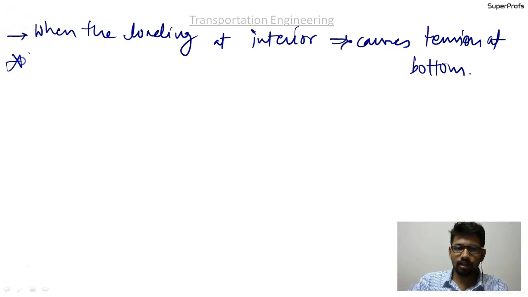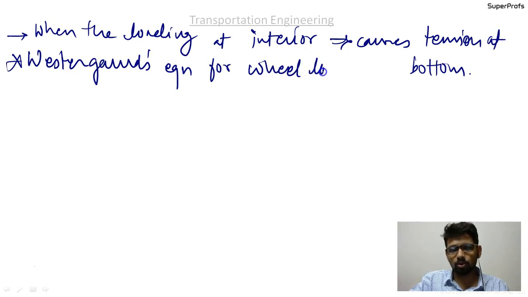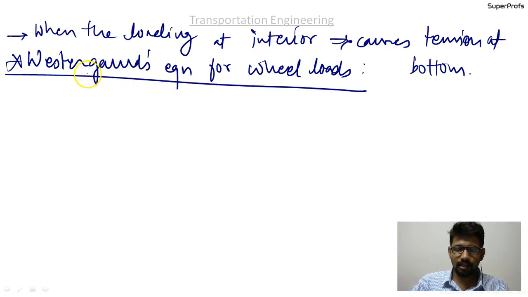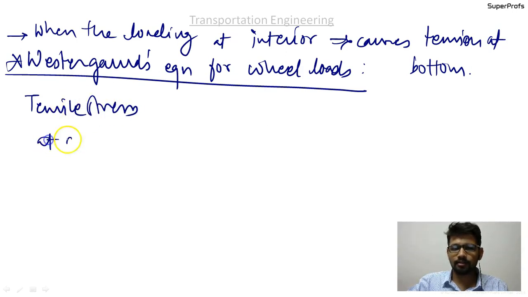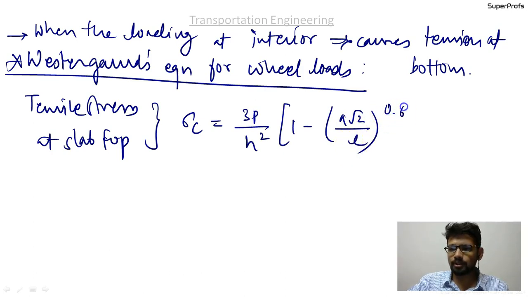Westergaard's equation for wheel loads. The tensile stress at slab top is given as sigma c equal to 3P upon h square, into 1 minus (a root 2 by L) to the power 0.6. All the symbols have their usual meanings, and I have already defined what the meaning of each of them is.